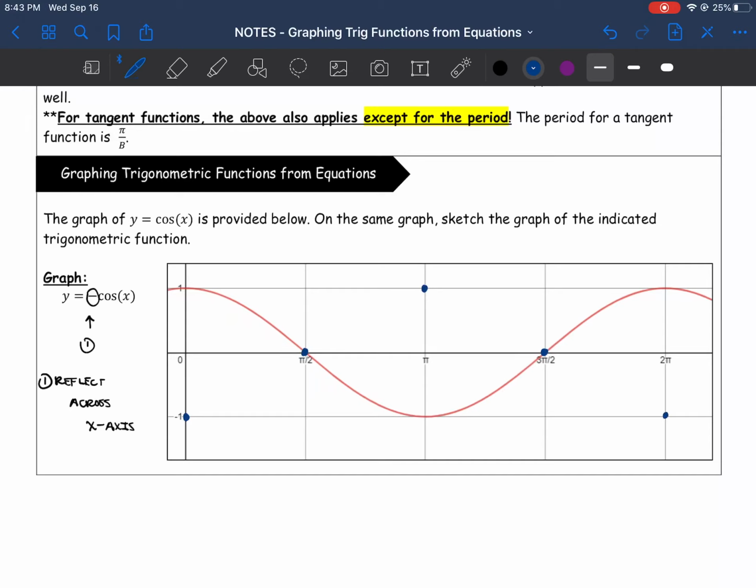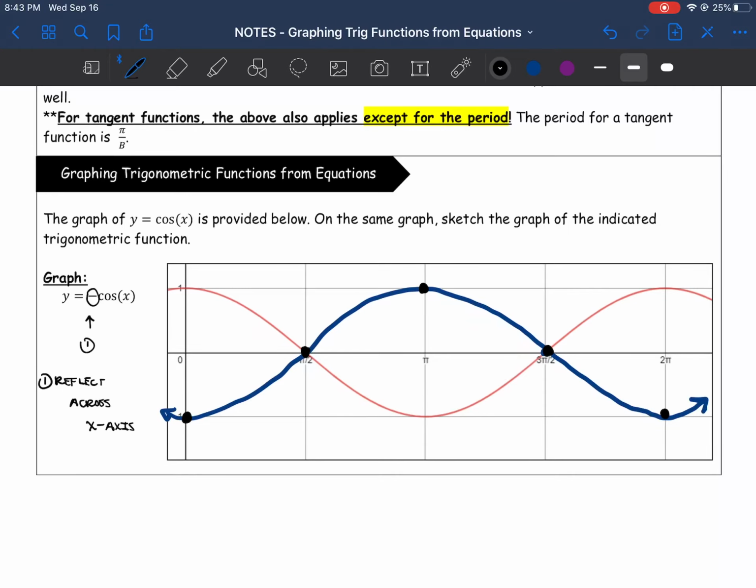Then we want to make sure that we connect our points with a smooth curve. Remember, these are not straight lines. There are no sharp points. We're going to try to make it as smooth a curve as possible. Admittedly, I'm not the greatest at this, but there we go. That's not too bad. I'm just going to highlight these points in black to make them stand out a little more. Okay, so there is our final graph in blue for y equals negative cosine of x.